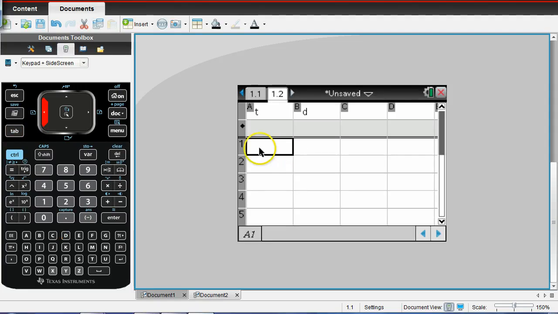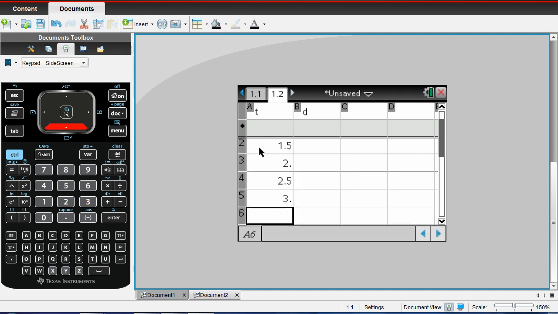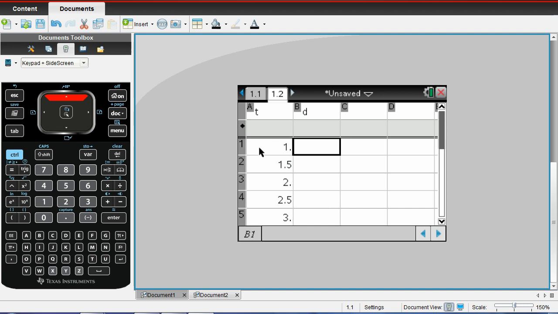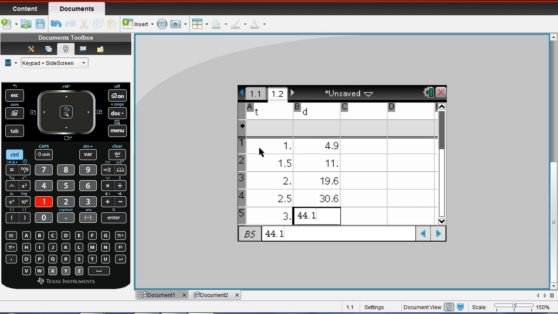So I arrow down to this first cell. And I'm going to start by putting in these numbers. So 1, 1.5, 2, 2.5, and 3. Okay, I want to go back up now to the first cell and type in the other numbers, 4.9, 11.0, or you can just type in 11, 19.6, 30.6, and 44.1.